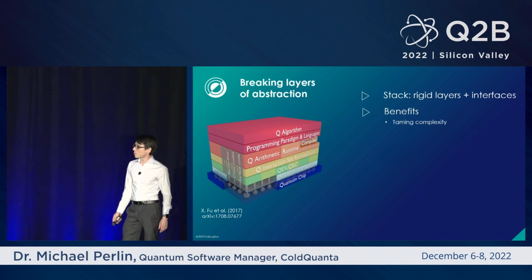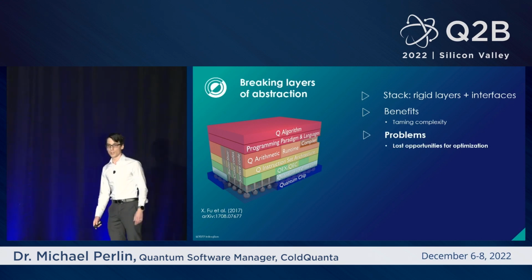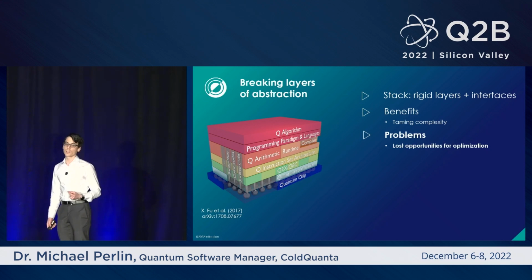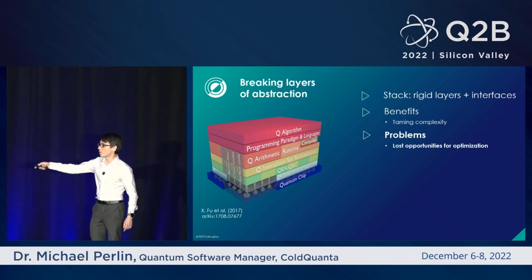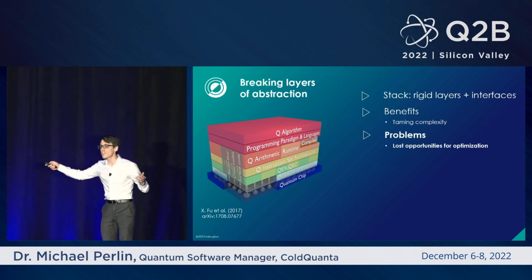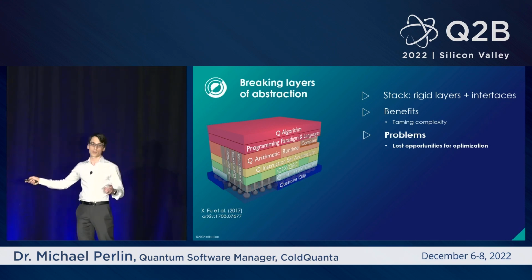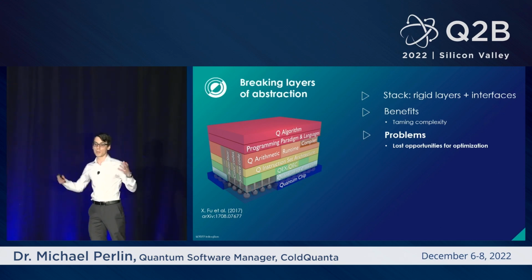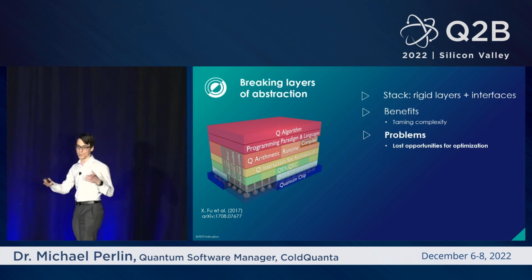Right? But the stack also introduces problems that are pertinent for quantum computing. The first of which is that you lose opportunities for optimization when your program, or your application, doesn't know what hardware it's running on. Maybe there are different algorithms to solve the same problem, and maybe a particular piece of hardware is better suited to one algorithm than another.